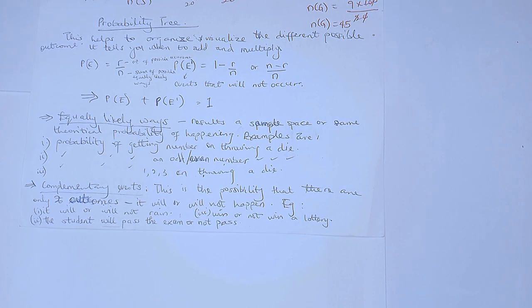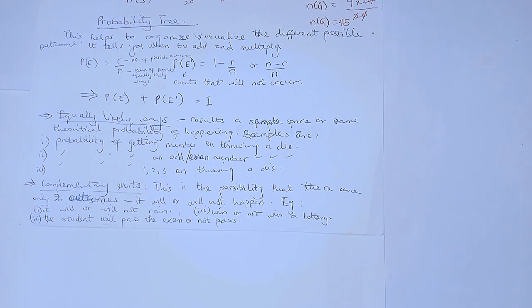Alright, so we have the probability tree. This helps us to organize and visualize the different possible outcomes. It tells you when to add and multiply. You have different rules that govern probability: the addition rule, the multiplication rule, and the subtraction rule.